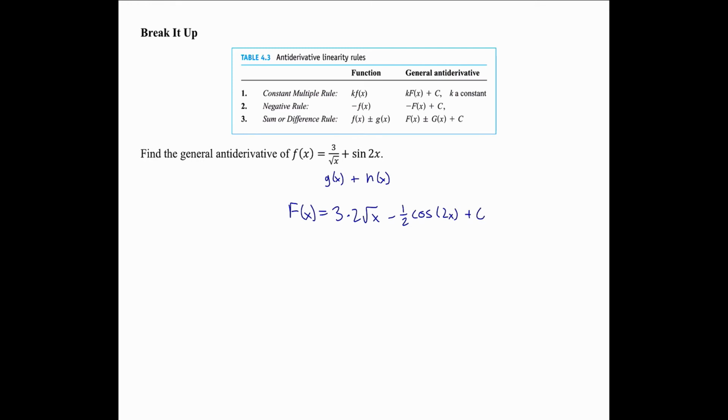So what these rules are basically saying is, you can see in the case of this 3, it was a constant multiple of the original function. So this antiderivative here is 3 times capital G of x. And then we have just plus h of x. Be careful, because this negative 1/2 is actually part of the antiderivative. And of course, we still have plus a constant. So in context of the actual simplification, we have 6 square root of x minus 1/2 times cosine of 2x plus c.